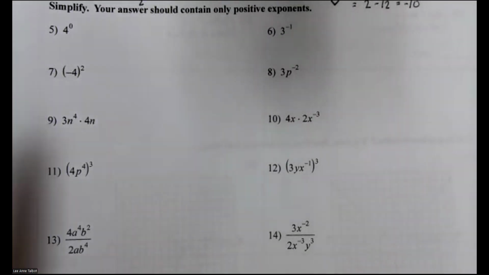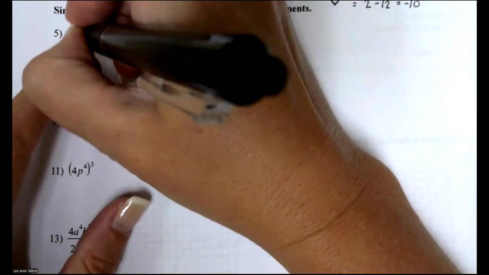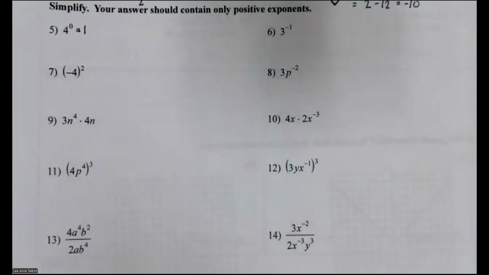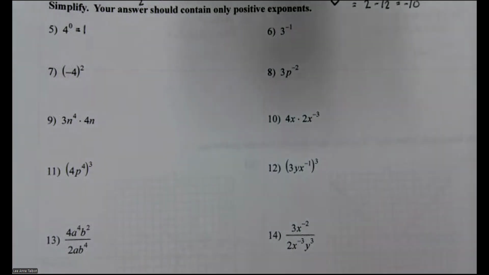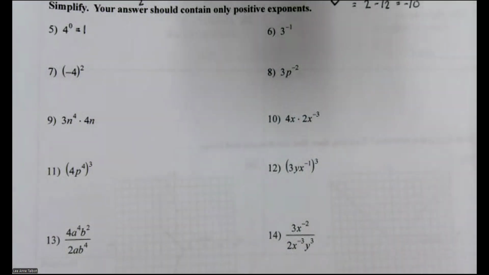Okay, so 4 to the 0 is 1. Anything to the 0 is 1. X to the 0 is 1. 9 to the 0 is 1. 352 million to the 0 is 1. 3xy, 9 to the fifth, in parentheses to the 0 is 1. Mrs. Talbot to the 0 is 1.